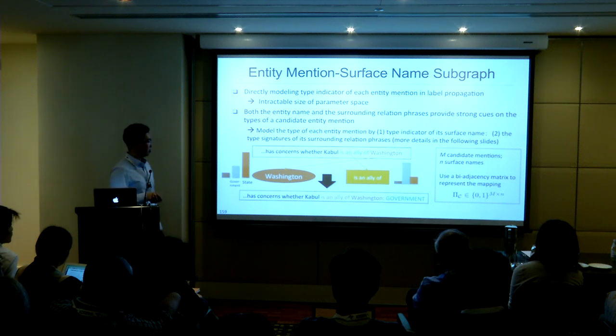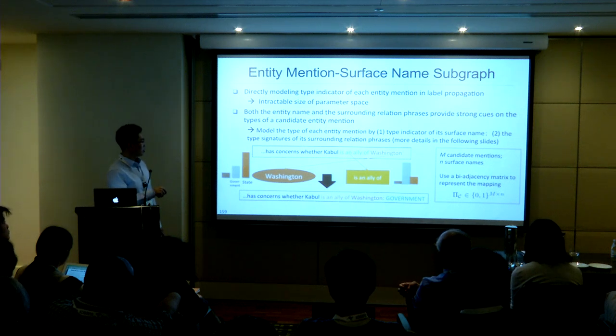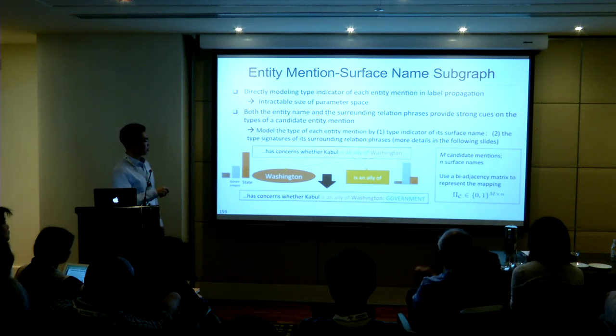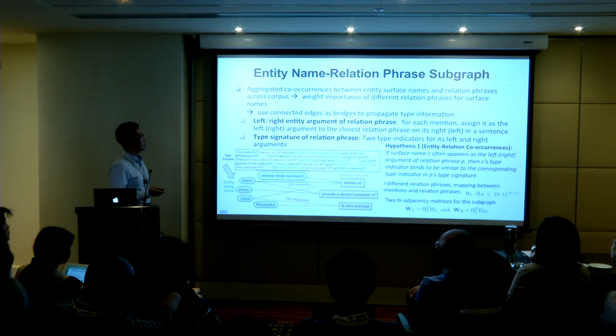So that's the major difference of doing this entity mention level disambiguation, compared to simply outputting the Washington surface name's type distribution or a single type for it.